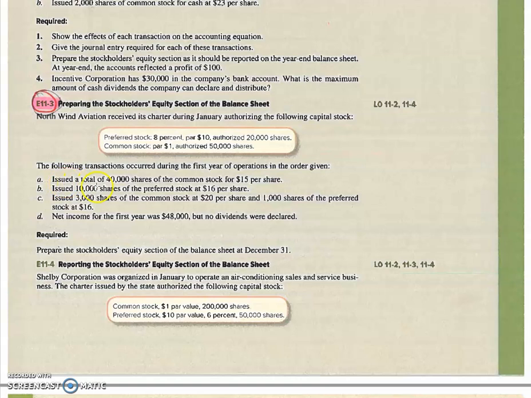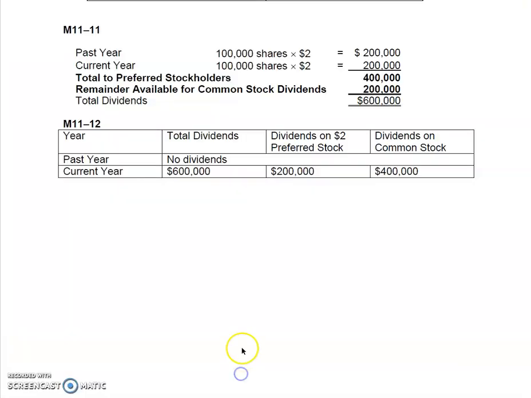So A, they issued a total of 40,000 shares of common stock for $15 per share. So the common stock had a par value of $1. So we're going to see an increase in common stock of $40,000. And then we're going to see an increase in additional paid-in capital of $14 per share. The $15 per share it sold for minus the $1 par times the 40,000 shares. So we'll just go on over and look at that.